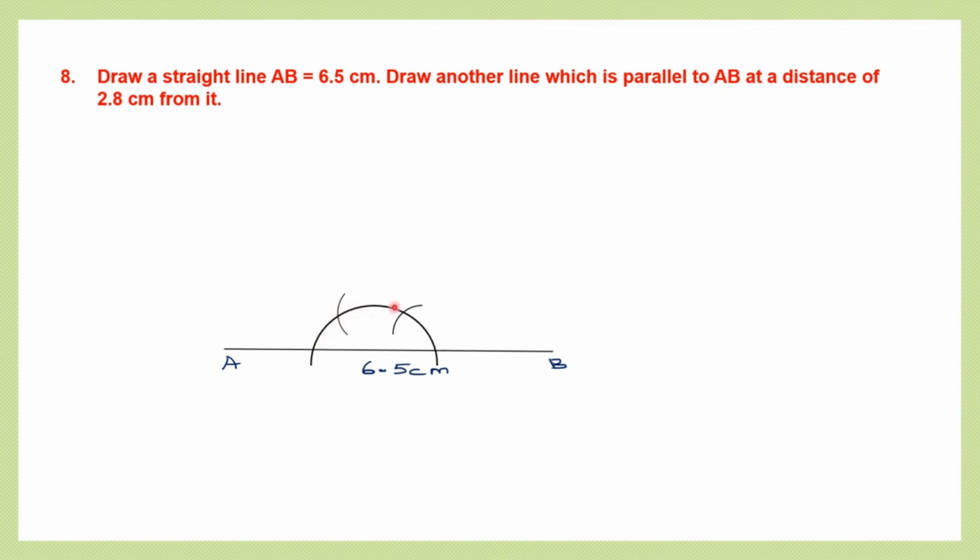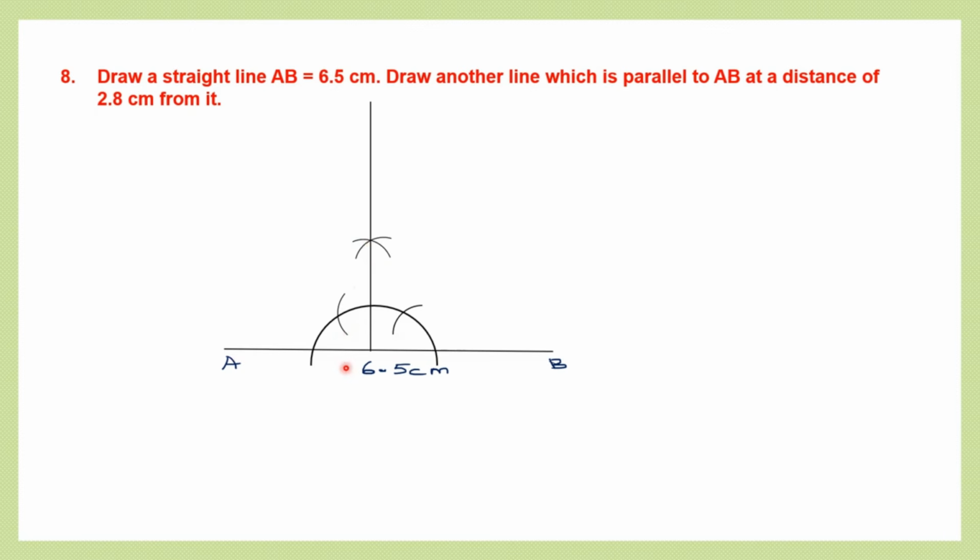Now, what comes in between is the 90 degrees. So with the help of your compass again, placing it at this point, draw an arc, then place it at this point and cut that arc. So this point of intersection, join it to this line AB. So we have a 90-degree line here, which is perpendicular to line AB.